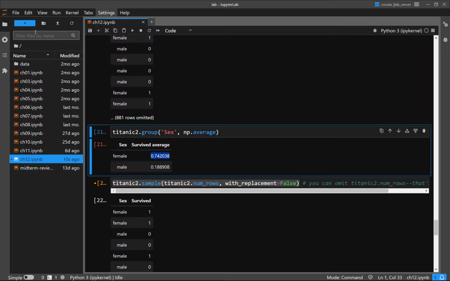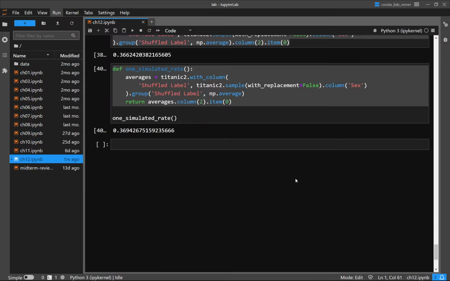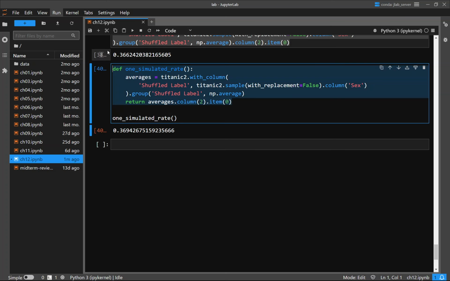Okay, and that's what we assumed, that's why we were able to shuffle the labels. Okay, any questions before I do this a bunch of times? Do you see how we got here?